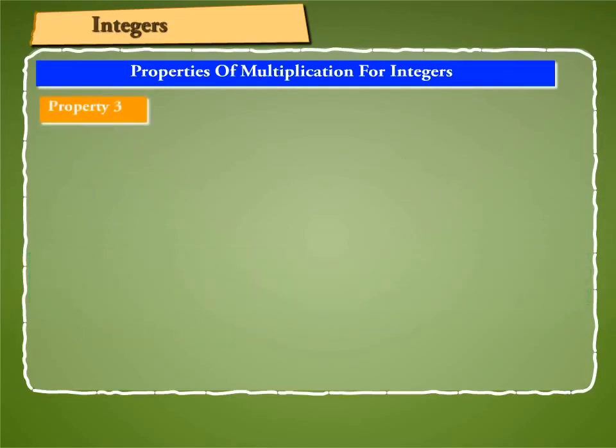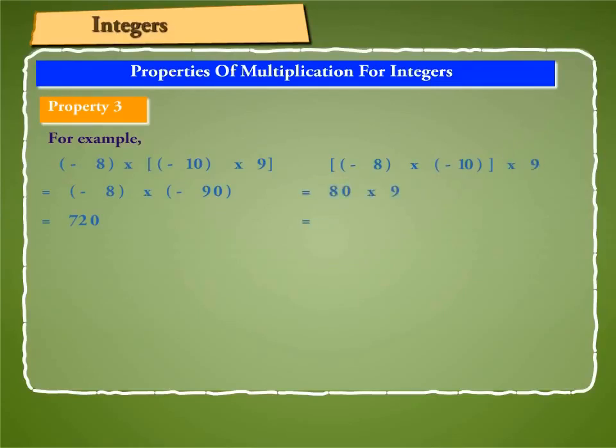Property 3. Let us multiply any three integers by taking them in different groups and see whether the product in each case is the same. For example, minus 8 into minus 10 into 9 is equal to minus 8 into minus 90 is equal to 720 and minus 8 into minus 10 into 9 is equal to 80 into 9 is equal to 720.